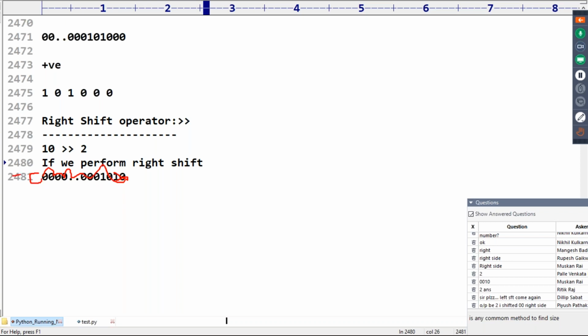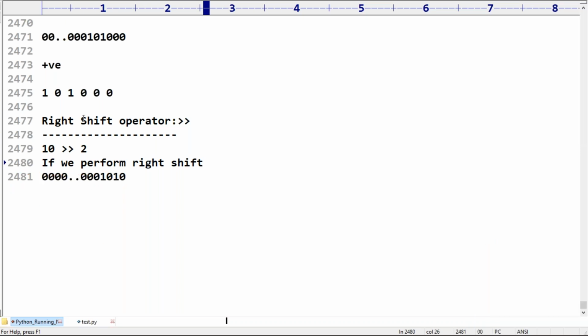Vacant cells will be on the left hand side. Remember this one, empty cells. If we perform a right shift, then empty cells will be on the left hand side. Correct or not? Can you please observe that? Empty cells will be on the left hand side or not? Yes. Okay, now this is the 10.